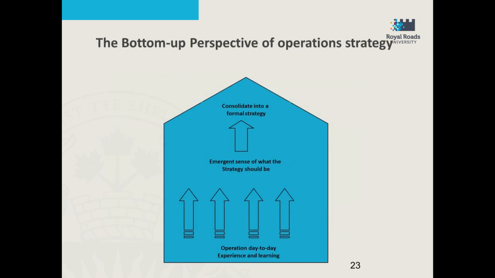The second perspective is a bottom-up perspective of operation strategy, which is based on day-to-day operation. Correct, guys? So basically, people work in the operation. They understand how the work is being done in the operation, and over time, they will have a sense of what the priority should look like. And that is another perspective that you need to be aware of, which is basically employee opinions. The people who are involved in the operation, what is their opinion about the priority?